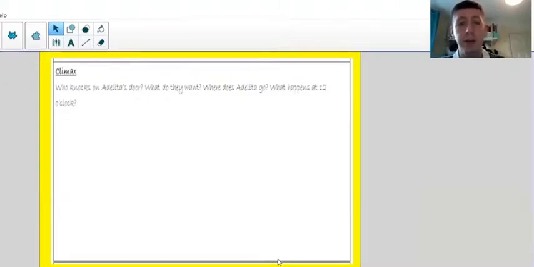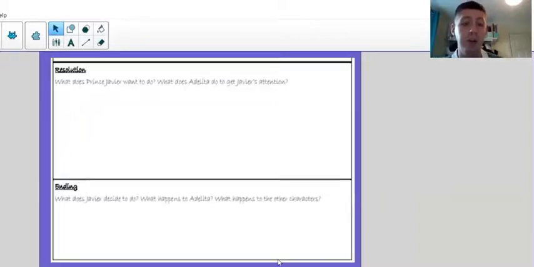If you filled in your climax box, you can move on to the next section, which is going to be the resolution. Remember, in the resolution, you're going to write about what does Prince Javier then do? What does Adelita do to get Prince Javier's attention? Remember, she's trapped in her room, isn't she? In the tall tower in the castle in Mexico. So how does Prince Javier know where she is?